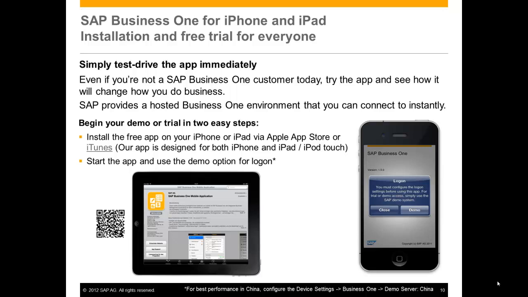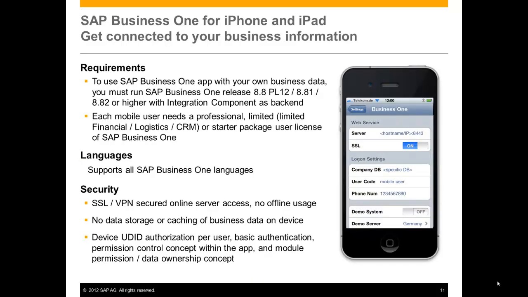Quick point: if you are in China, we also have a version of the demo server which is set up for our Chinese customers and potential customers. So all you do is go into the device settings, go into SAP Business One, and then make sure you select the demo server in China. So again, a couple of options that you can choose from there.